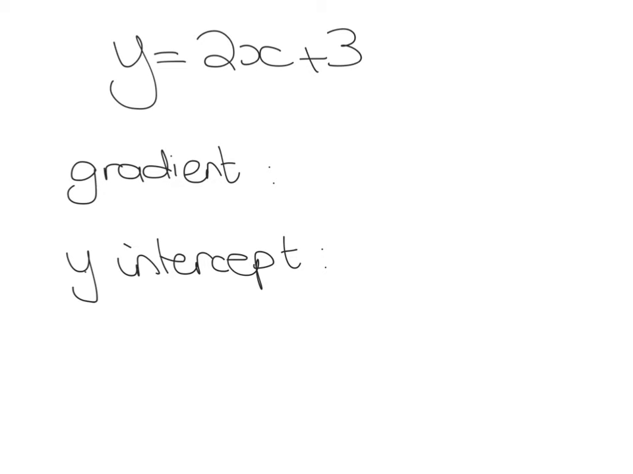If you have a look at this equation, y equals 2x plus 3, the number in front of the x is 2, so this is the gradient, and the number at the end is plus 3, so this graph has a y-intercept of plus 3, or it cuts the y-axis at plus 3.